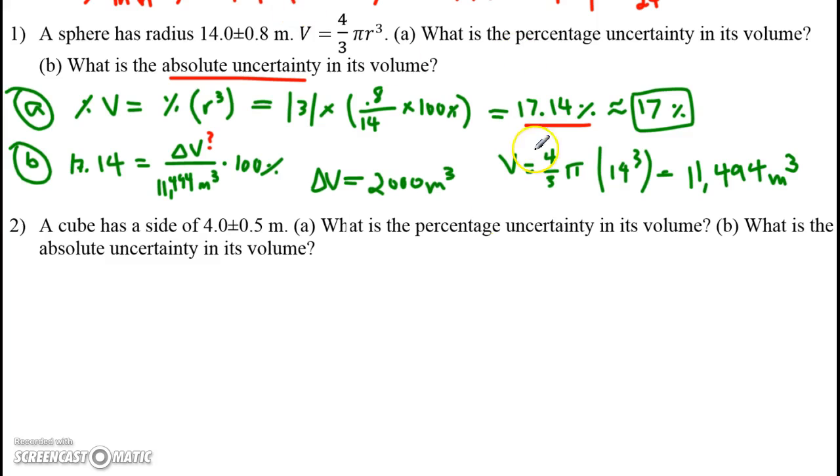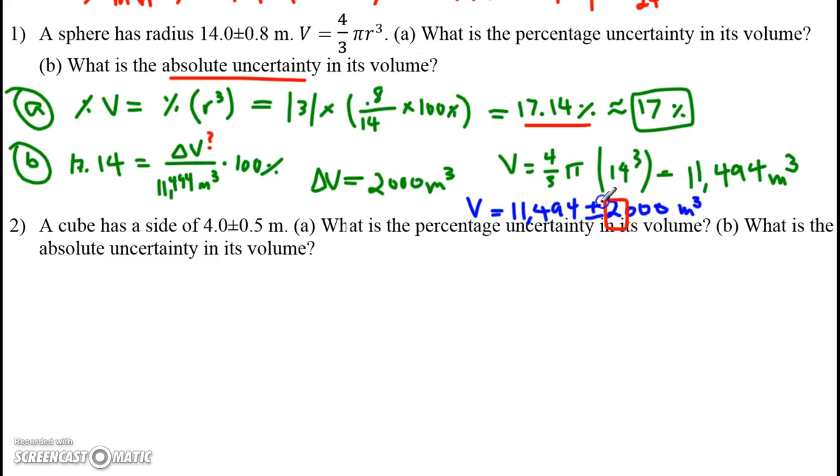So the final thing you would do is write your final answer. Let me put that in blue. V equals the value plus or minus the uncertainty. We have one final thing to do. We have to round the measurement to match the precision of the uncertainty.